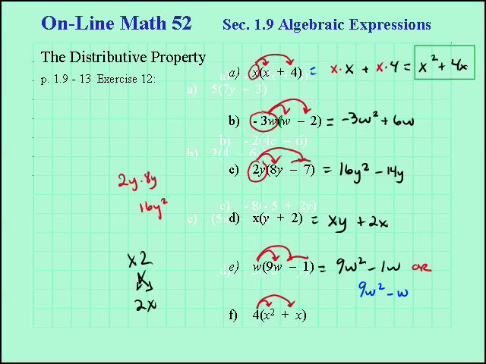Let's see. I think this is the last example in the whole section. Yippee! This one, recall, I said it was just a constant 4 times the x squared and 4 times the x, and we won't be able to combine them after that. It's simply 4x squared plus 4x. And they won't combine.